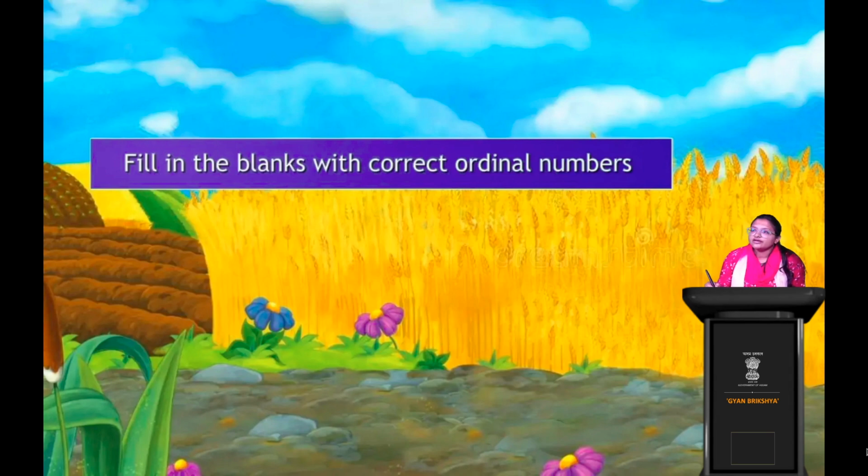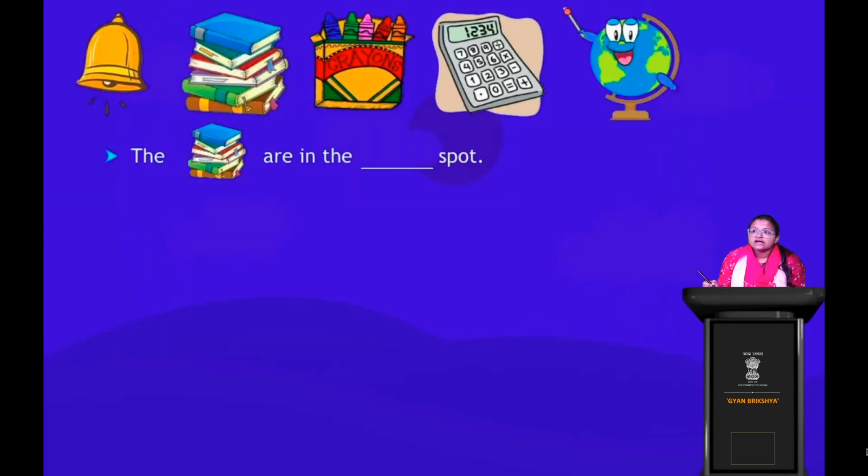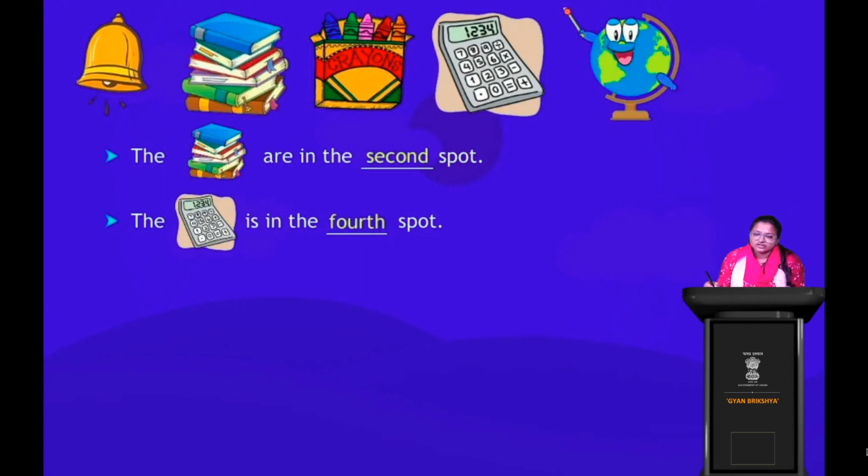Okay, so you see there are these 5 options given to you, so you have to select the proper order. So the books are in the dash spot. Which spot? Yes, they are in the second spot, right? Okay, now the calculator is in the dash spot. Which spot is it? Yes, very good, it is in the 4th spot. The calculator is in the 4th spot.